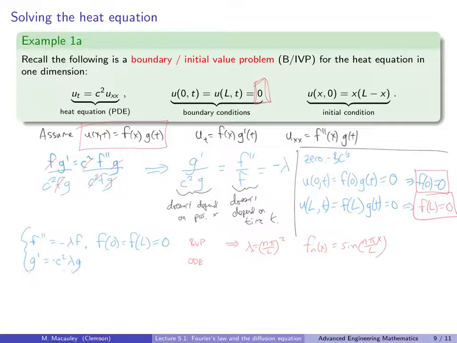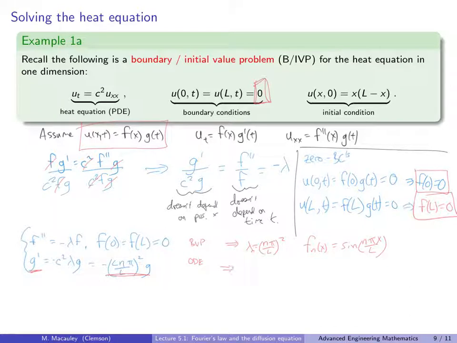Now let's solve for g. So g prime is negative c squared lambda g. We know what lambda is now. It's n pi over L squared. So this is equal to negative c n pi over L squared g. So in other words, g prime equals this, and that's just exponential decay. g prime equals negative k g. We know how to solve that.